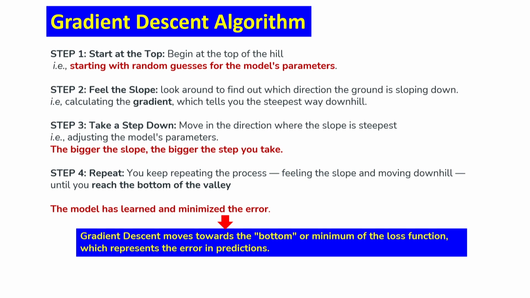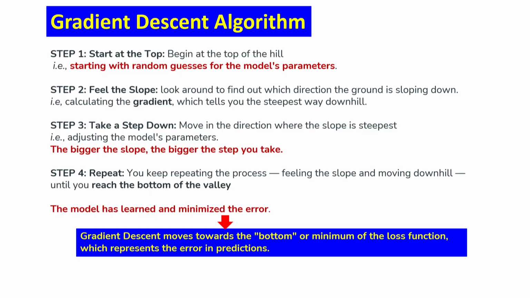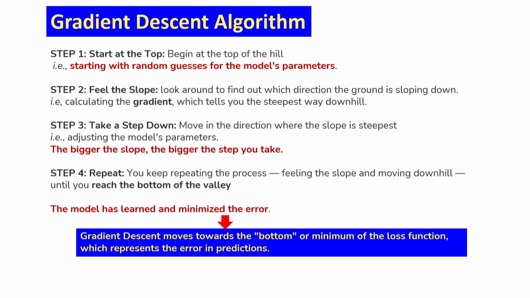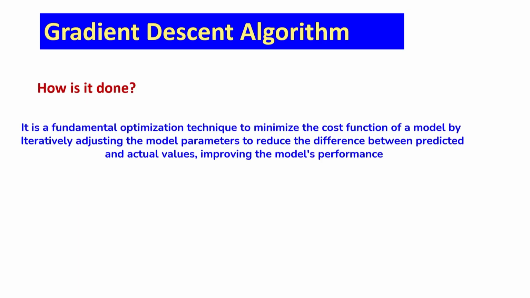Feel the slope means you look around, see which direction the ground is sloping down, right. There are several directions in which the ground may slope down. That is why you calculate the slopes or the gradient in different directions, and from those gradients you find out the steepest way downhill. After that you take a step down, move in the direction where the slope is the steepest. Obviously, the bigger the slope, the larger the step you can take, right. That is what you do.